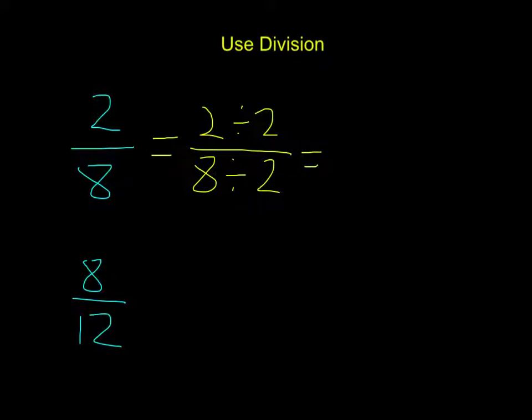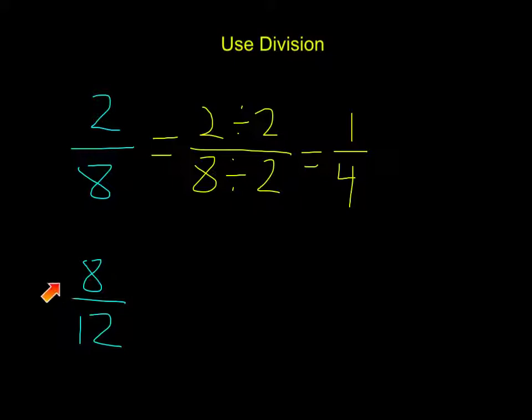2 divided by 2 is 1, and 8 divided by 2 is 4. So our simplest form in this case would be 1/4. Now, the only other number that could divide equally into these would be 1, and that would still give us 1/4. So this would be our lowest form or our simplest form.